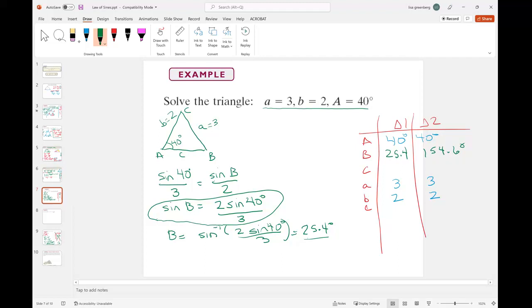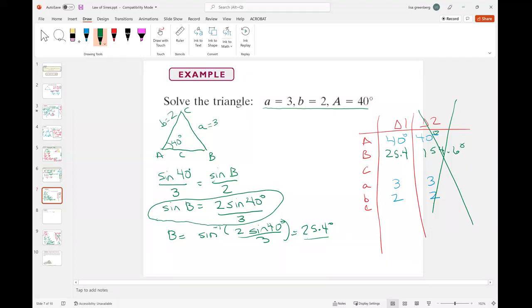So now I know 2 angles for each of my triangles, so it's really easy to find the other angles. As a matter of fact, it's real easy here because this already adds up to 194, which is more than 180. So this is not possible. So again, all I really have to do is solve one triangle here.